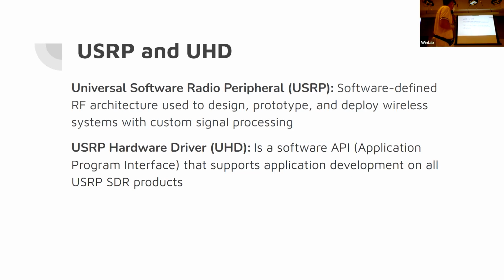So here are the two tools that we use. It's the USRP, which stands for Universal Software Radio Peripherals, and the USRP Hardware Driver, which is UHD. USRP is a software-defined RF architecture used to design, prototype, and deploy wireless systems with custom signal processing. And UHD is the software API that supports applications developed on all the USRP SDR products.